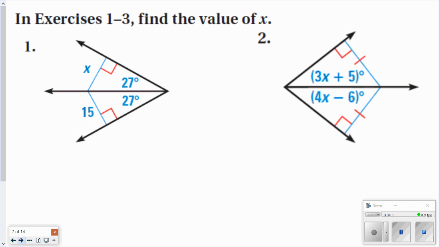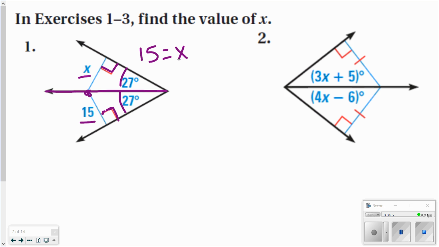All right, we're going to do the same thing again. So in these exercises, find the value of x. All right, so looking here at this ray, I notice that these two angles are the same, and I also see I have perpendicular lines. So that means I have an angle bisector. Angle bisector cuts an angle in half. So if this segment is 15, what should x also be? It's going to be 15.